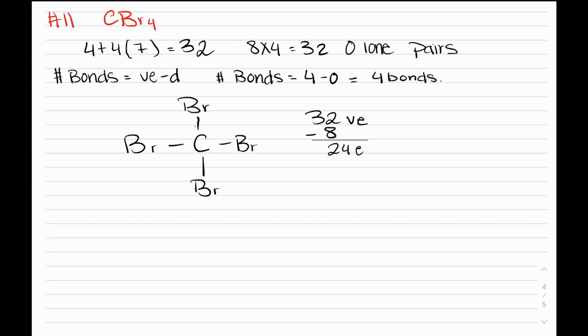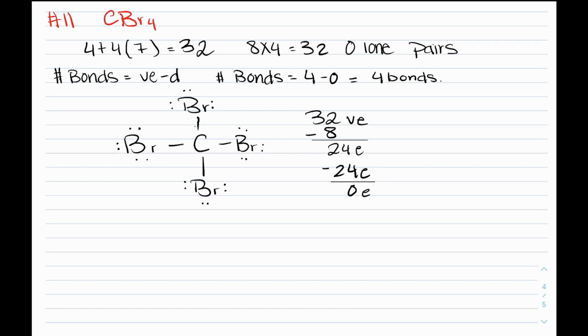So carbon already has 8 valence electrons here. It has fulfilled its octet rule, so we cannot add any more electrons to carbon. So the only choice we have is to add it on bromine. So let's go ahead and add the electrons on bromine. So we just used up 24 electrons, so that means we have 0 remaining.